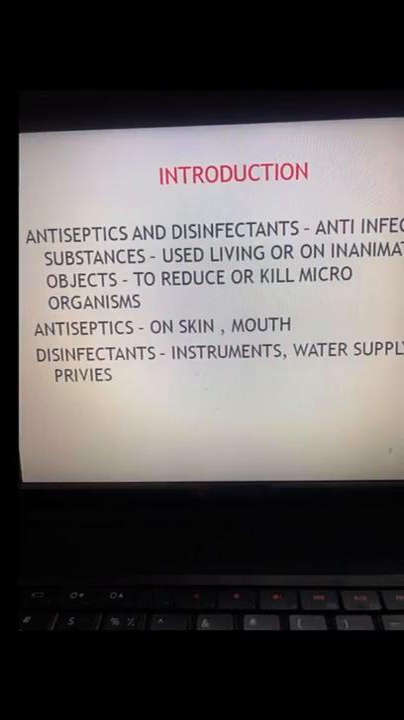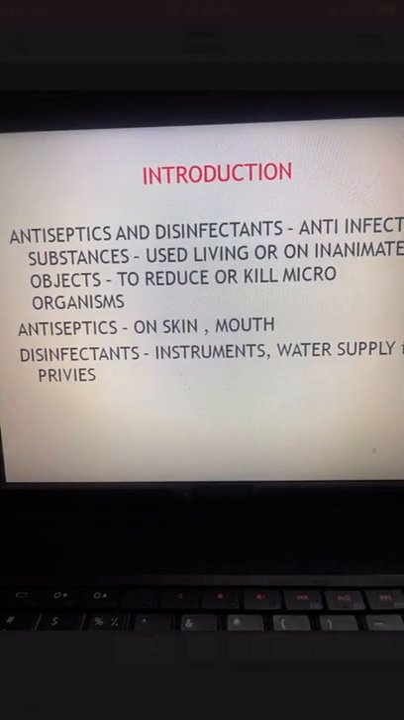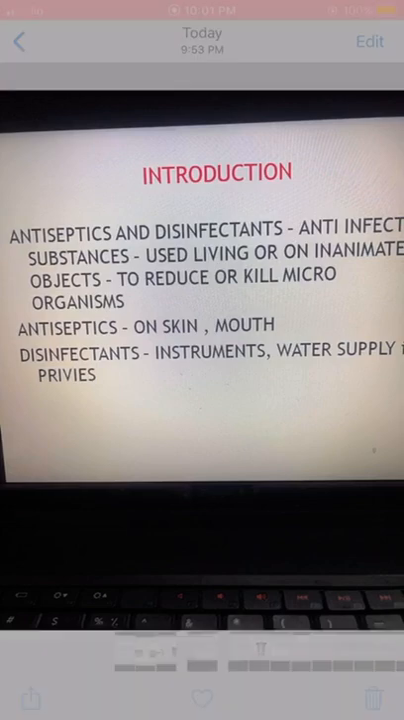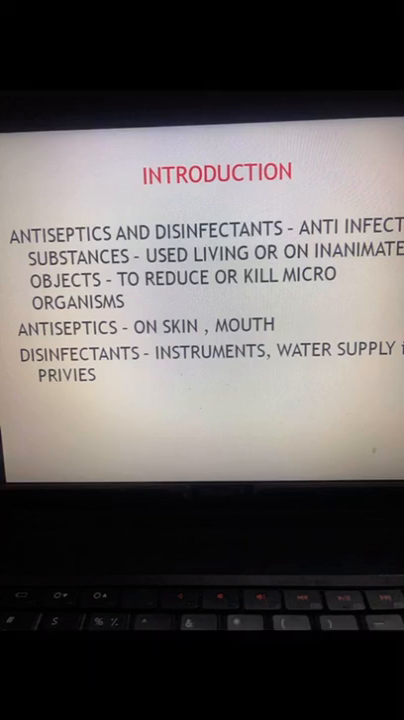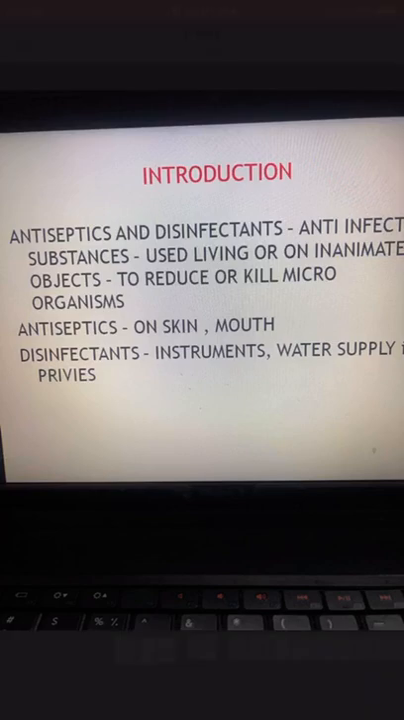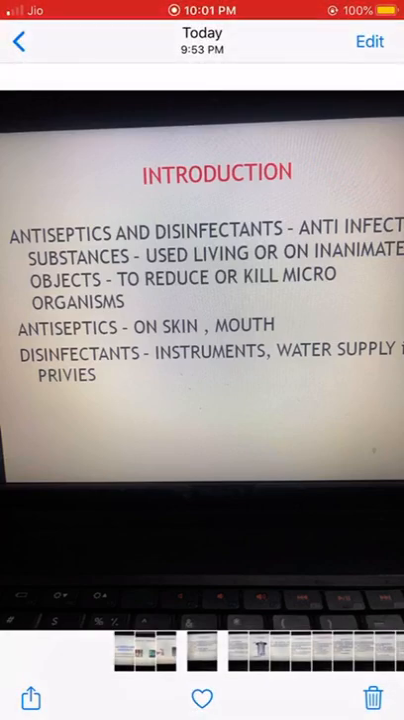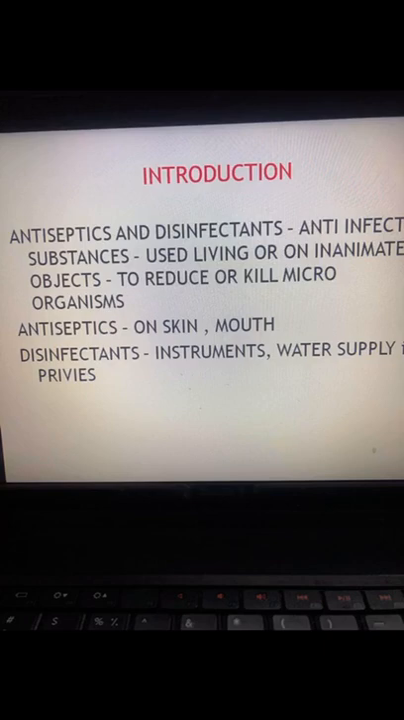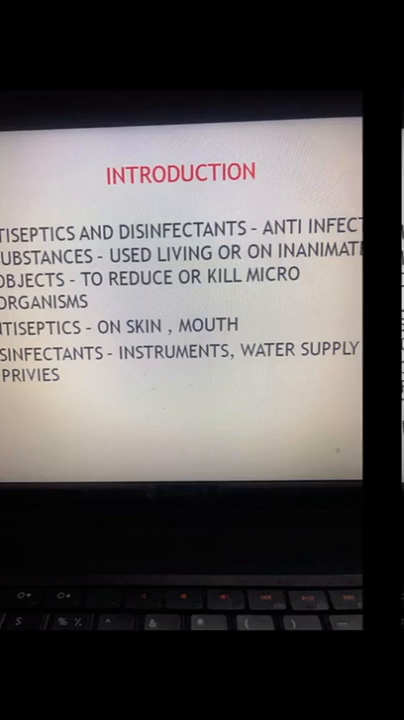Now we'll come to the definitions one by one. Antiseptics and disinfectants, what are they actually? They are anti-infective substances used on living or inanimate objects, that is non-living objects, and the purpose being to reduce or kill the microorganisms. Antiseptics, mind you, have to be used on living tissue like the skin and mouth, and disinfectants are used on instruments or in the disinfection of water supply and so on. So in a nutshell, antiseptics are used on living matter and disinfectants are used on inanimate objects.